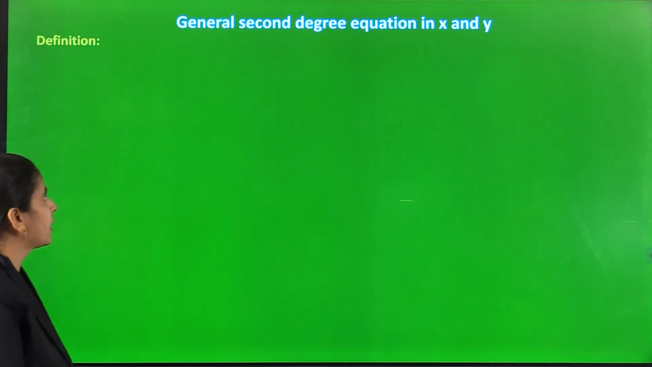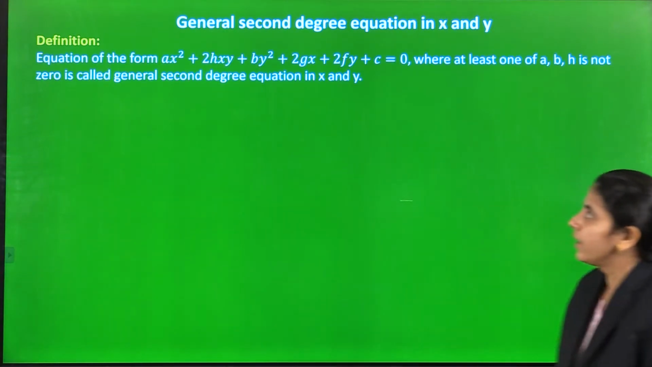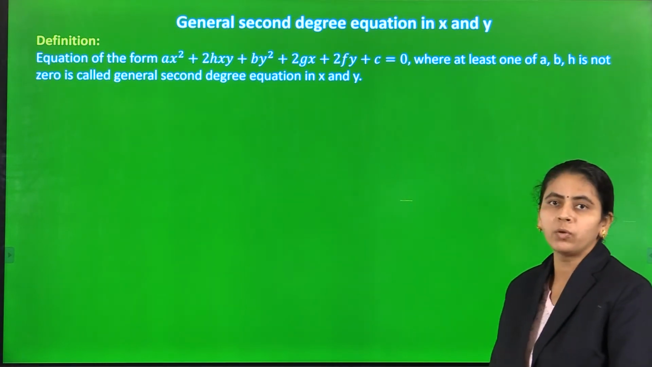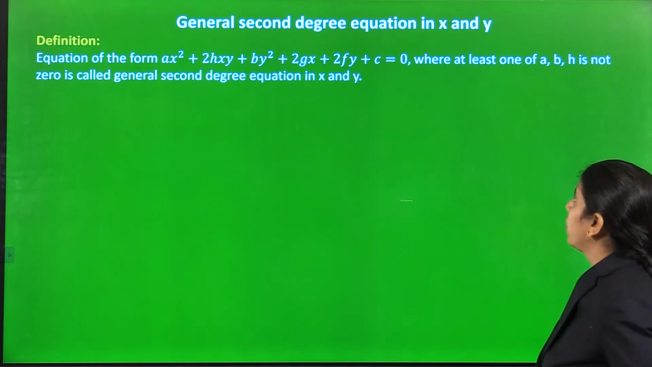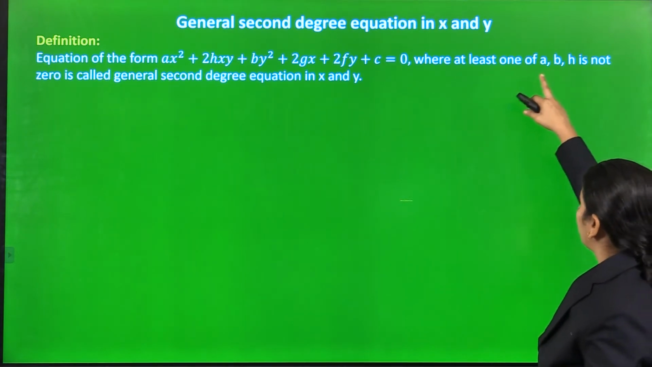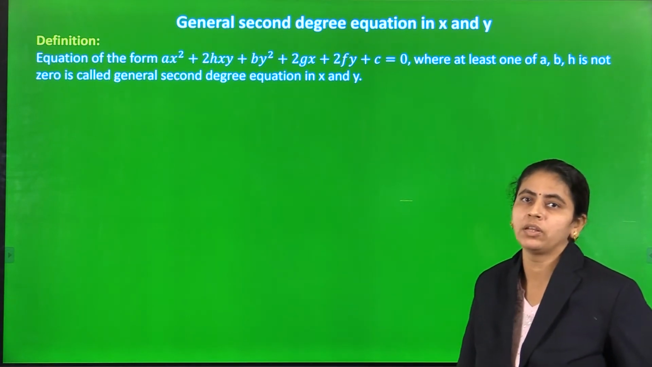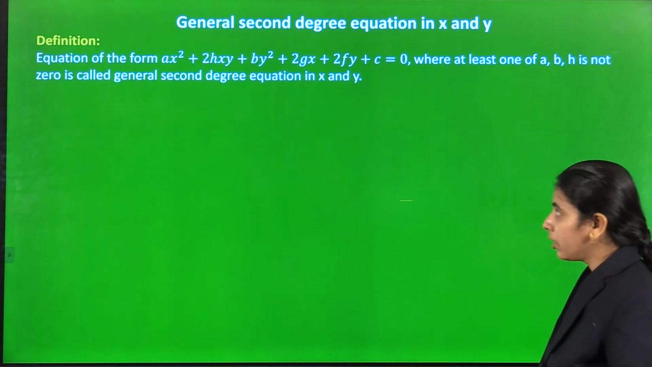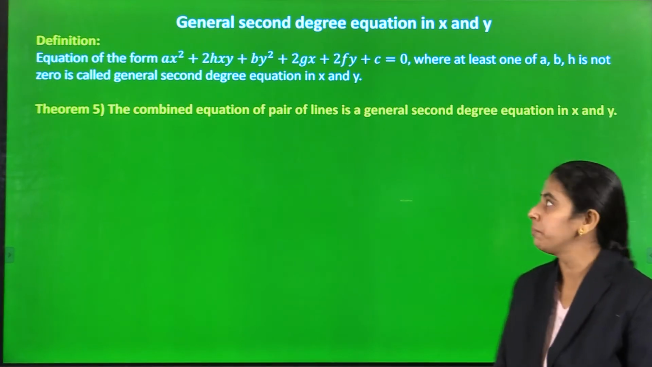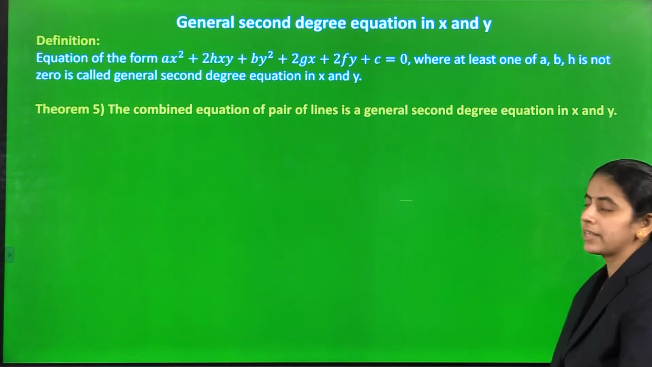What is meant by general second degree equation? See the definition. The equation of the form ax square plus 2hxy plus by square plus 2gx plus 2fy plus c equal to 0, where at least one of a, b and h is non-zero, this is the important condition, is called a general second degree equation in x and y. Now we are going to prove the theorem that the combined equation of a pair of lines is a general second degree equation in x and y.